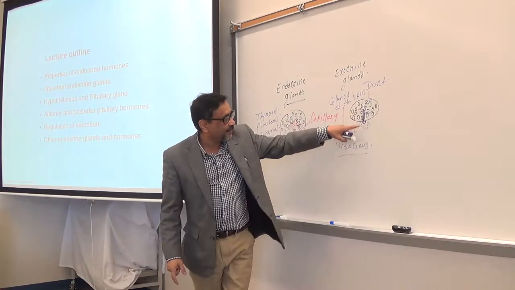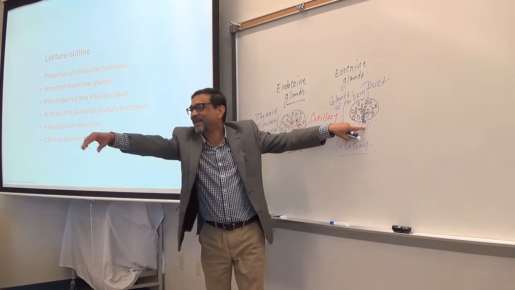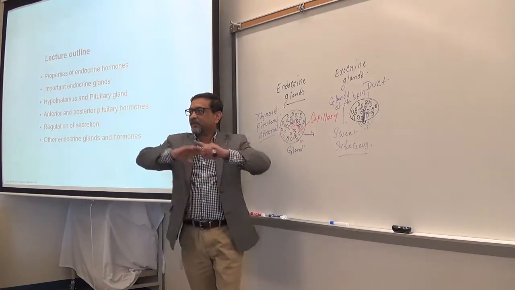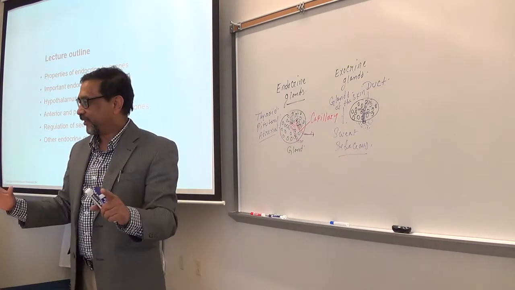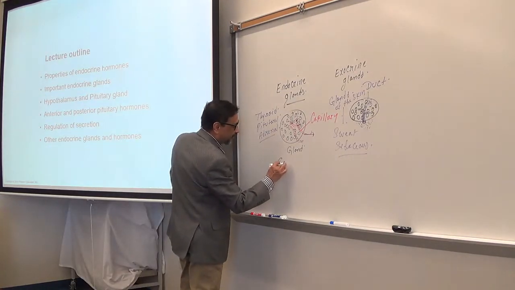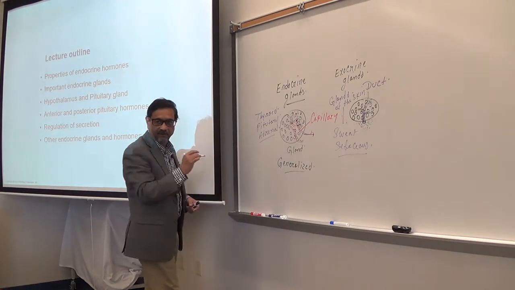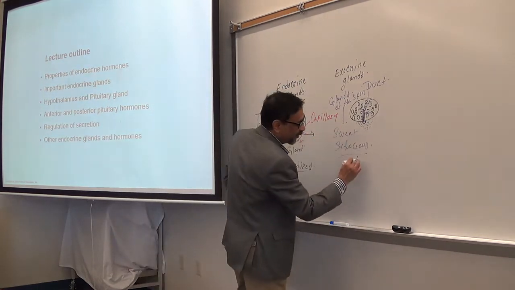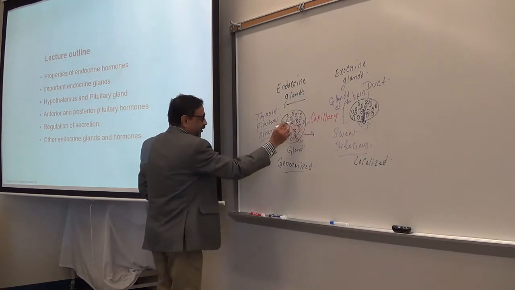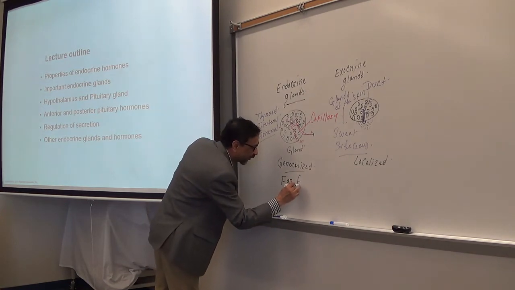In case of exocrine, the target is just outside of the gland, because the tube just ends outside of the gland. Okay, so local. This is more widespread action. Okay, generalized. We say more generalized. That means widespread. This is more what? Localized. In this case, the target could be far from the gland.